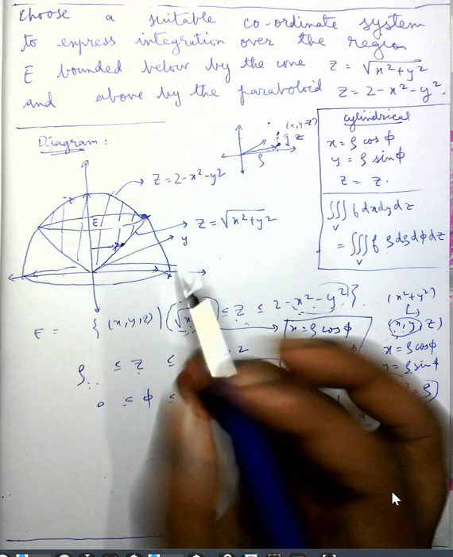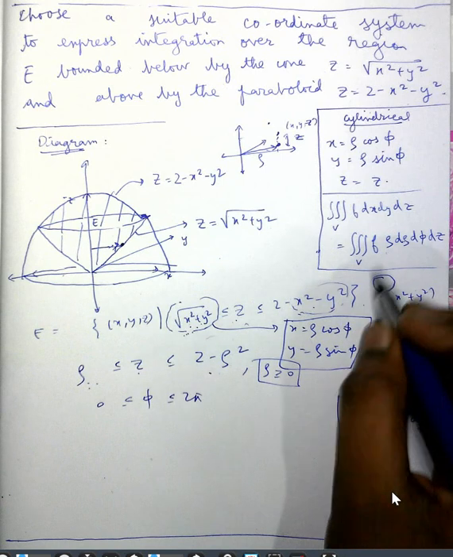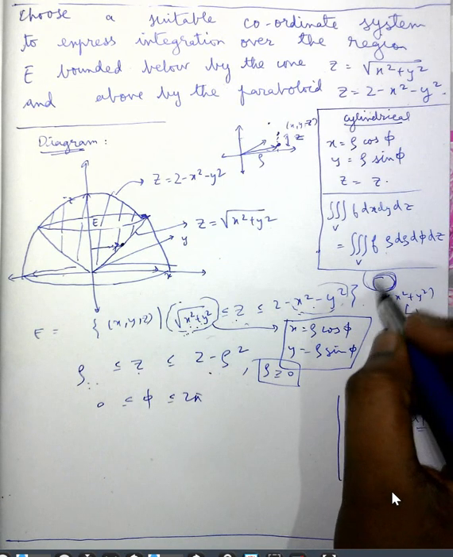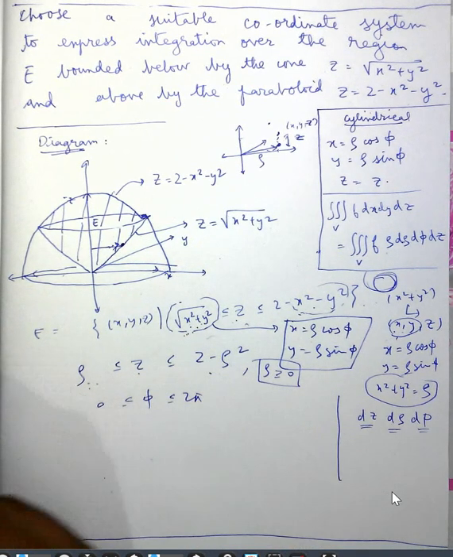That is because when you rotate phi from 0 to 2 pi, you get a complete circle, and all such circles together form our region E, stacked one above the other. So phi has to lie between 0 to 2 pi.